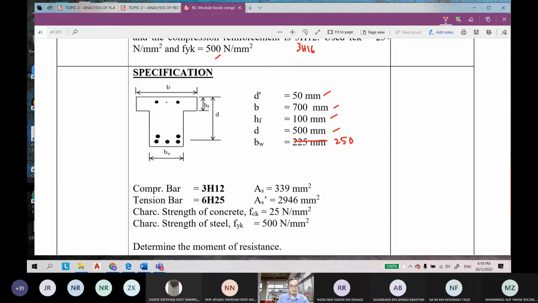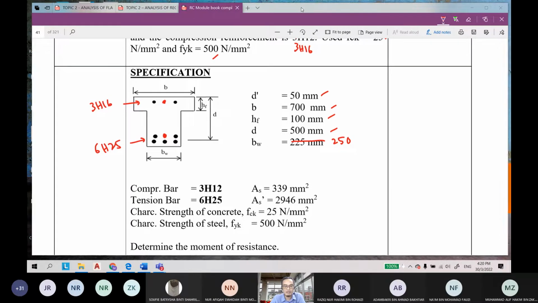The shape like this will become like this one, 3 and 6. At the top part for compression is 3H16 and at the bottom part for tension is 6H25. You can refer back to these notes later.